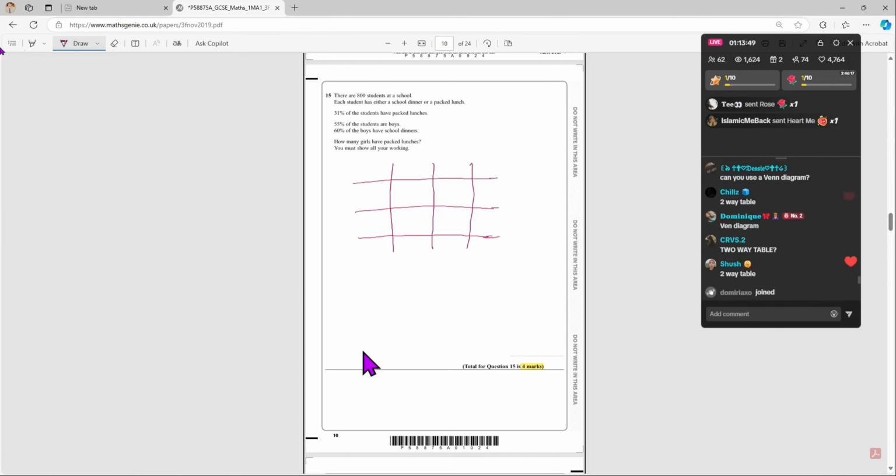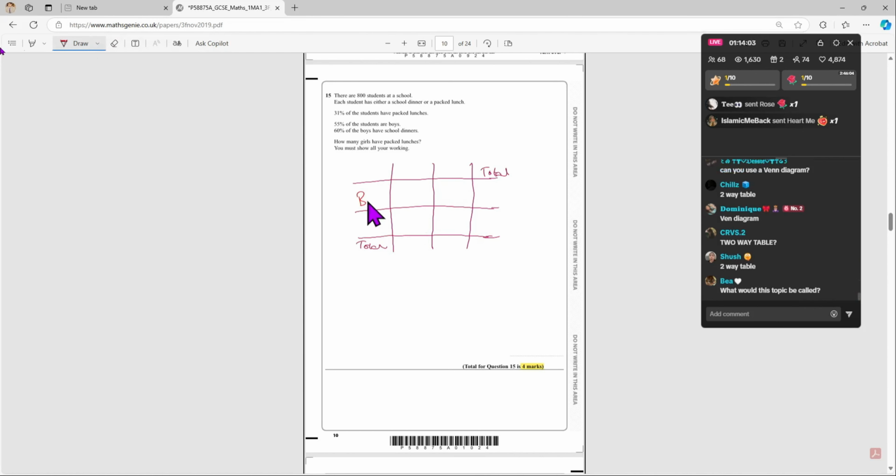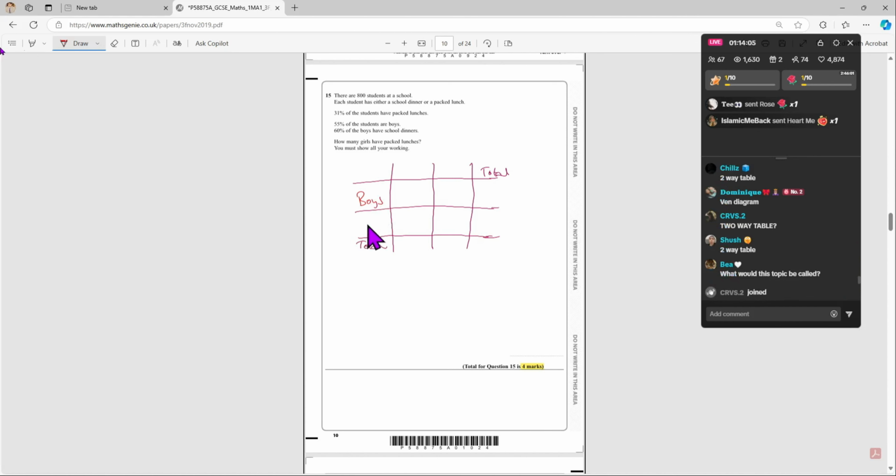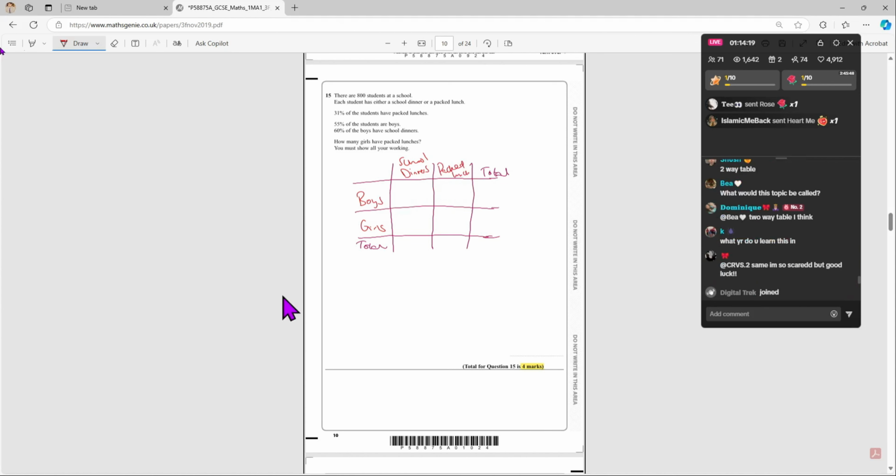So we're going to use the two-way table. For this, we're going to have the total over here, and the total here. So we have boys and girls, and then we also have school dinners over here, and then packed lunch. Now, once we have done that, we can fill in our information.